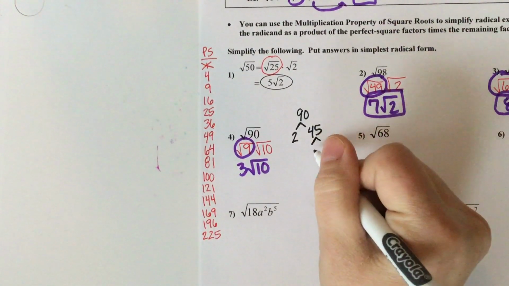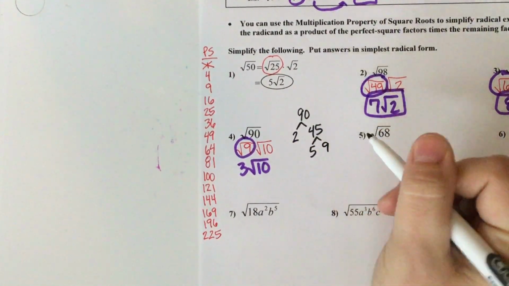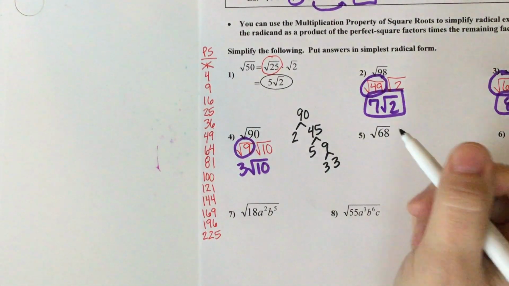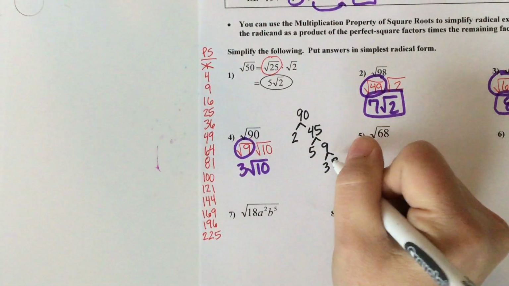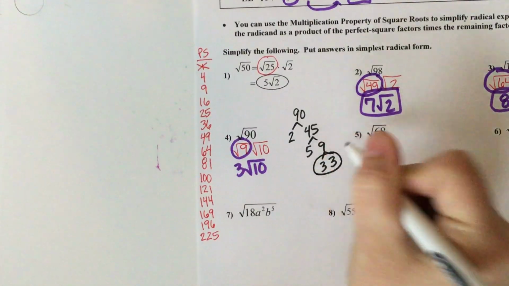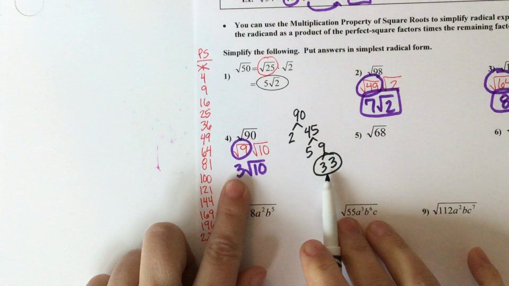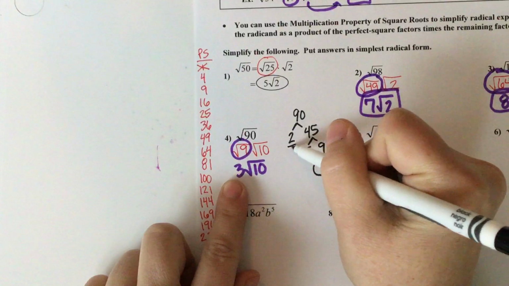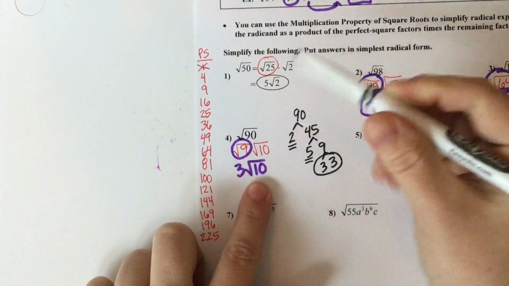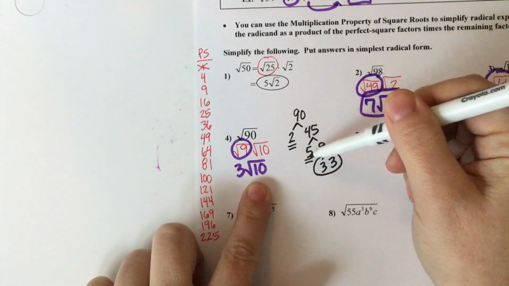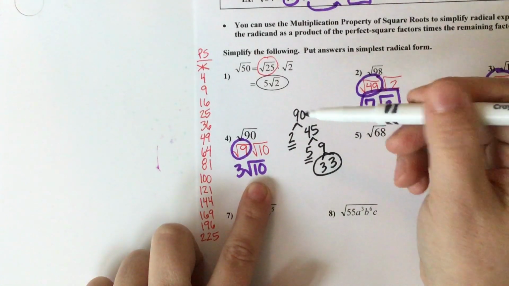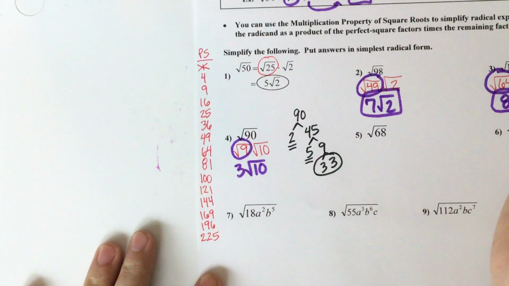Then you broke down your 45. 5 times 9 is 45. And then you broke down your 9. 3 times 3 is 9. Well, the way these trees work is whatever you have a pair of, that's what comes out. Since we have a pair of 3s, then 1 3 came out. This 2 didn't have anybody to pair up with, and this 5 didn't have anybody to pair up with, so they're going to be trapped inside, and the things that are trapped inside multiply together, and 2 times 5 is 10. So that's an example of doing this problem with a tree.